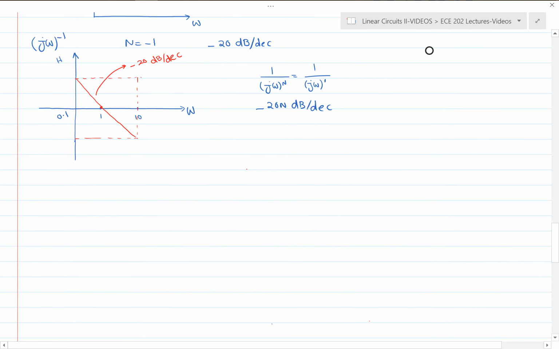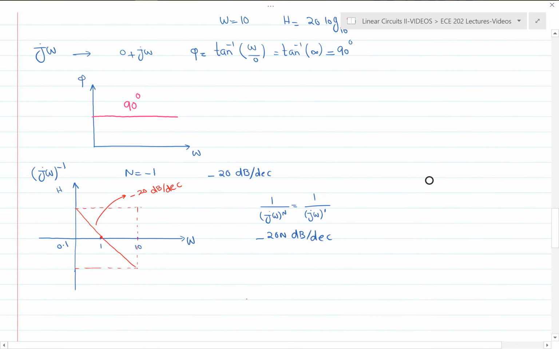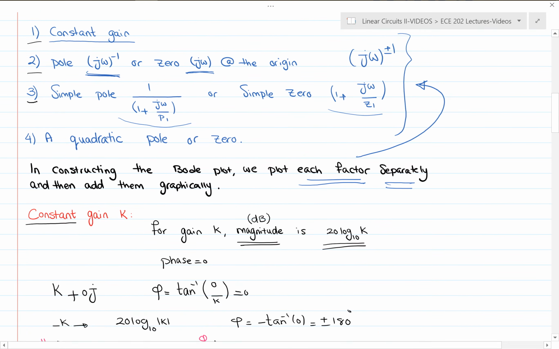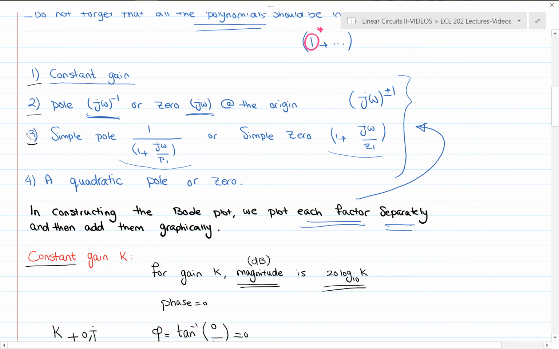So in this part of the video, I'm going to talk about the last part of the theoretical process of Bode plots. So I'm going to talk about the simple pole and simple zero, which were one of the factors that we have in the transfer function.